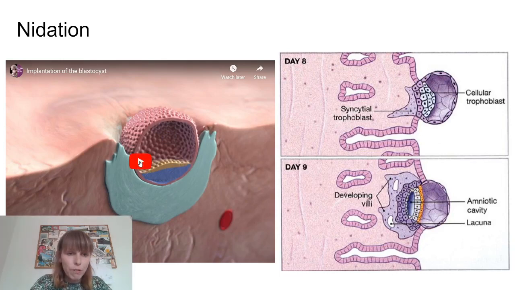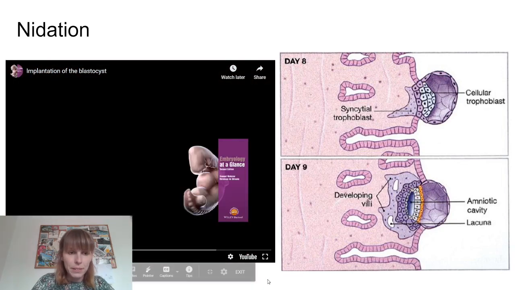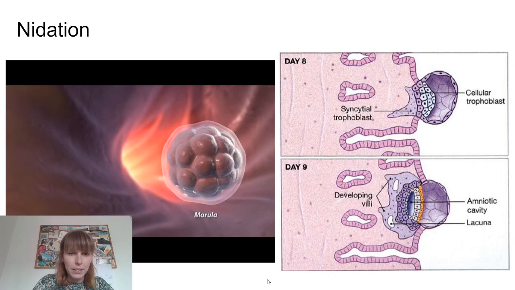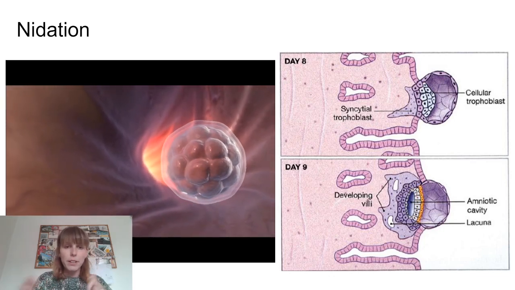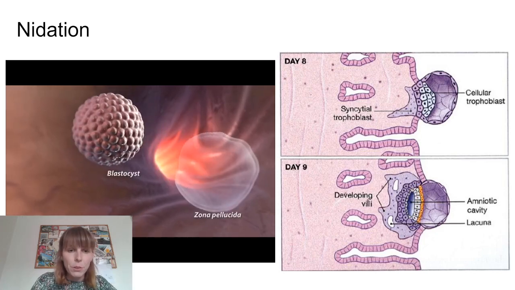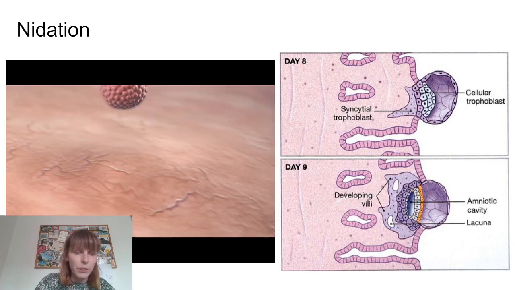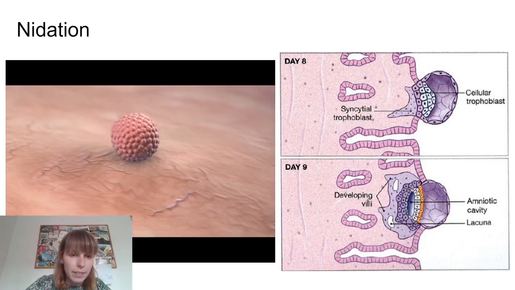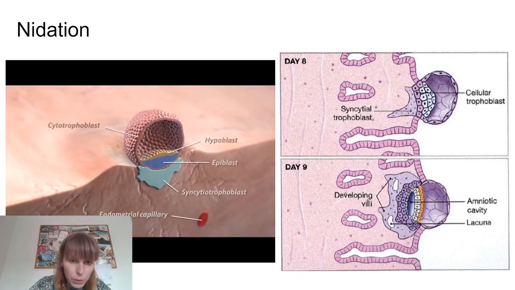I have a short video which I think might be good for the 3D orientation in this process. It's only 50 seconds. And so here we have the morula. Still a lot of cells and dividing even more. Now we shed the zona pellucida, so the glycoproteins are gone, and the blastocyst is sitting onto the endometrium now.